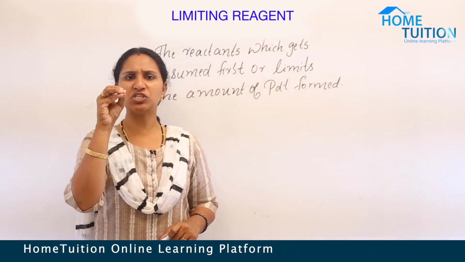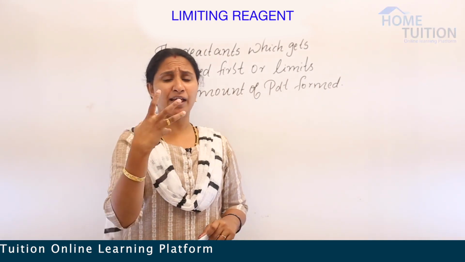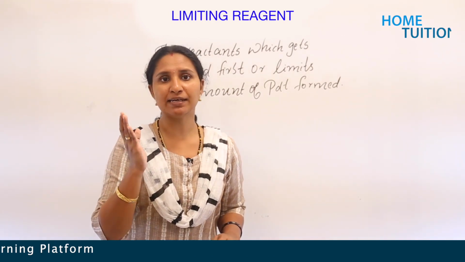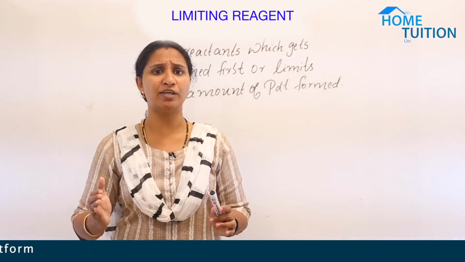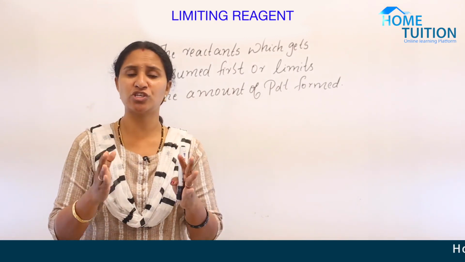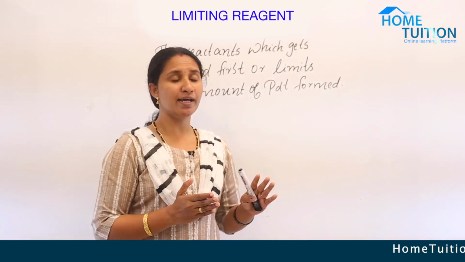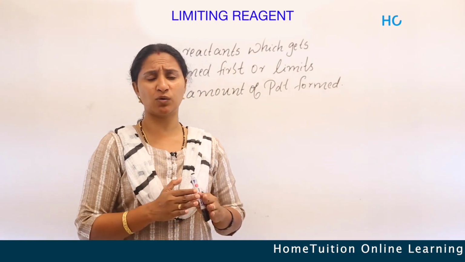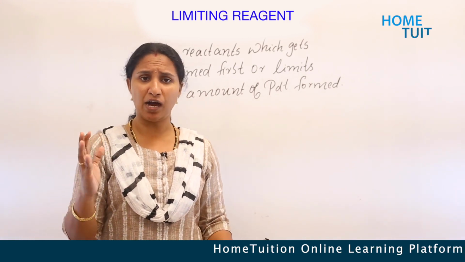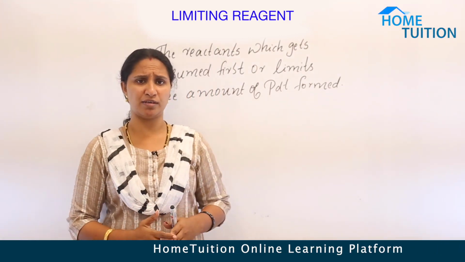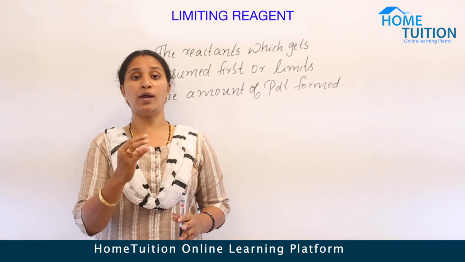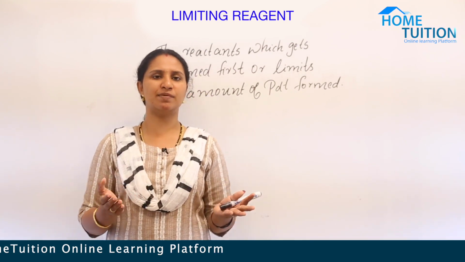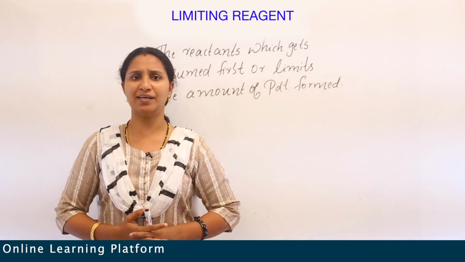The reactant which is consumed first determines the amount of product formed. So we call it what? Limiting reagent, which limits the rate of the reaction or the reaction speed. Using the stoichiometric coefficients of a balanced chemical equation, we can also find which one is the limiting reagent during a chemical reaction, or how much reactant is left after a chemical process. Such things we can find using stoichiometric coefficients.